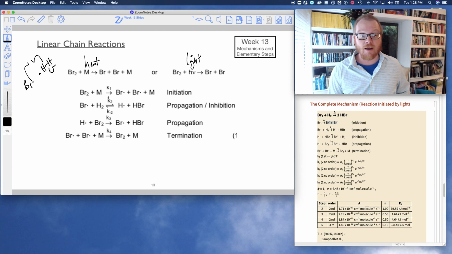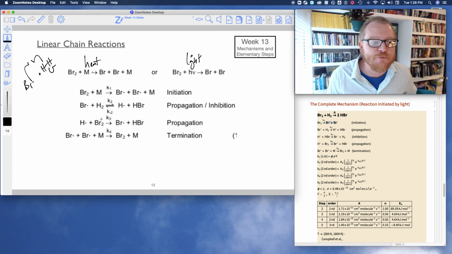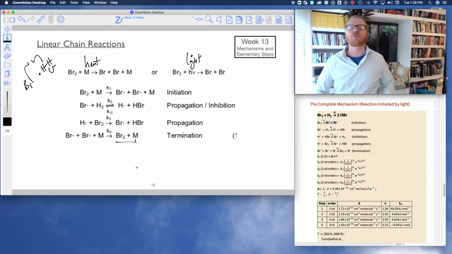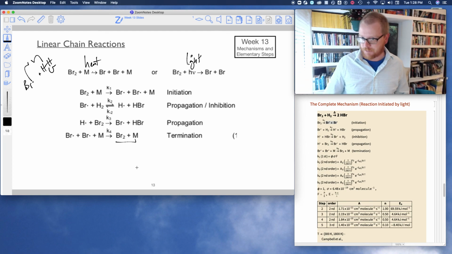Okay, then we get another step. So this H radical, so we produced another H radical that can then produce another bromine radical. So that's more propagation. And finally, this is why these two initiation steps aren't shown as an equilibrium, because now these two bromine radicals reforming via a third body reaction doesn't produce any more radicals. So it's a termination step, okay?